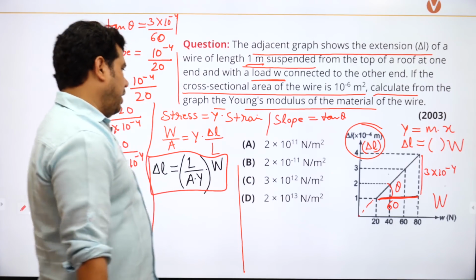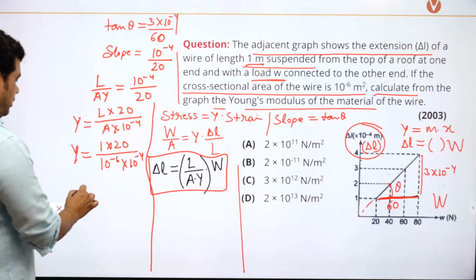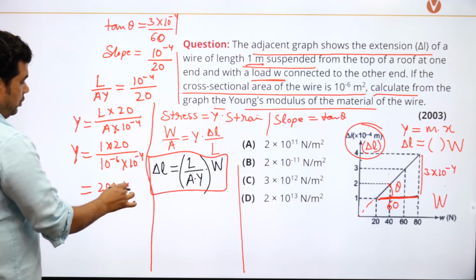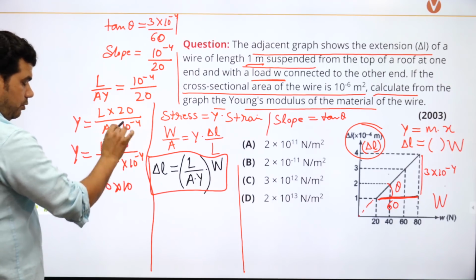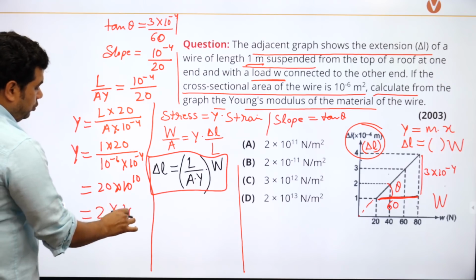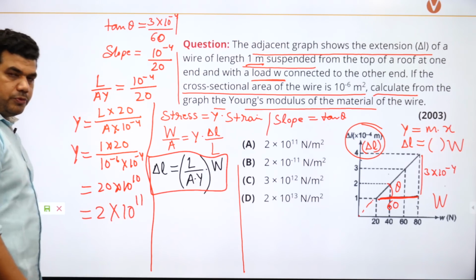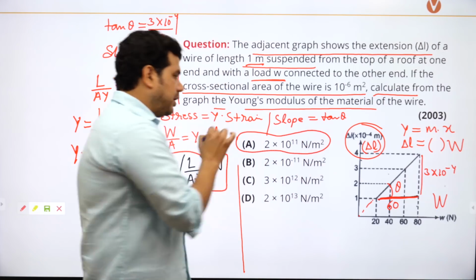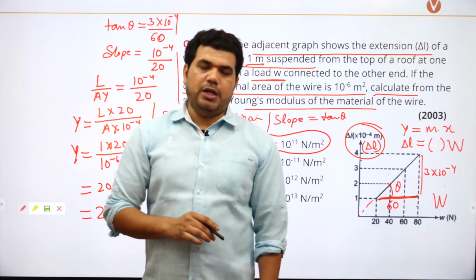So what should be the answer? We have 20 into 10 to the power minus 10, going up, plus 10. So this is 2 into 10 to the power 11. So where is the answer? There, here is the answer. That is 2 into 10 to the power 11.